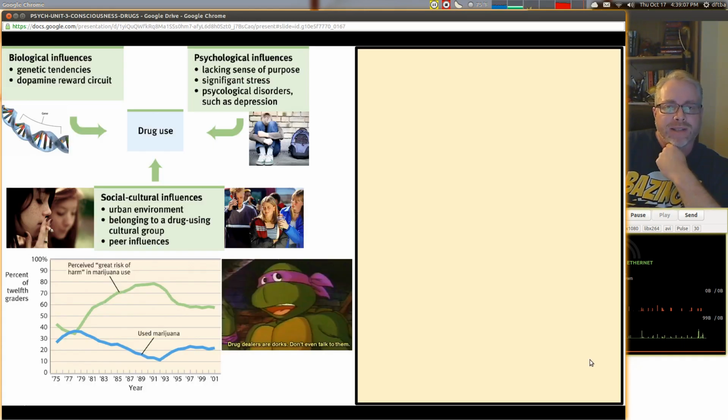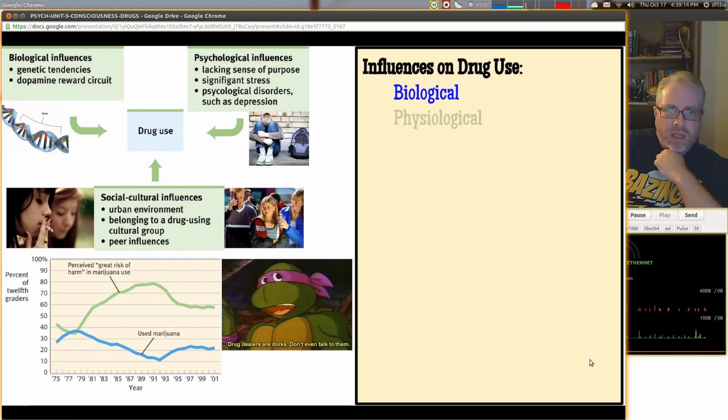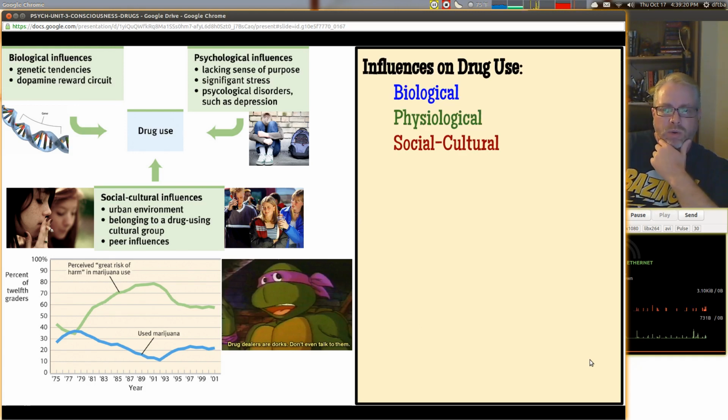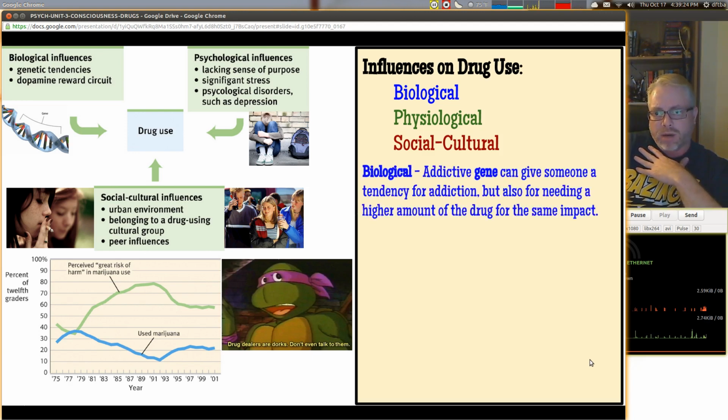Let's look at the last couple slides here. The biological, psychological, and sociocultural influences of drug use. These three areas kind of combine to make this cultural issue. We've had several wars on drugs that have been unsuccessful, but biologically, there is an addictive gene and sets of genes that can give someone a tendency for addiction, but also for needing a higher amount of the drug for the same impact.